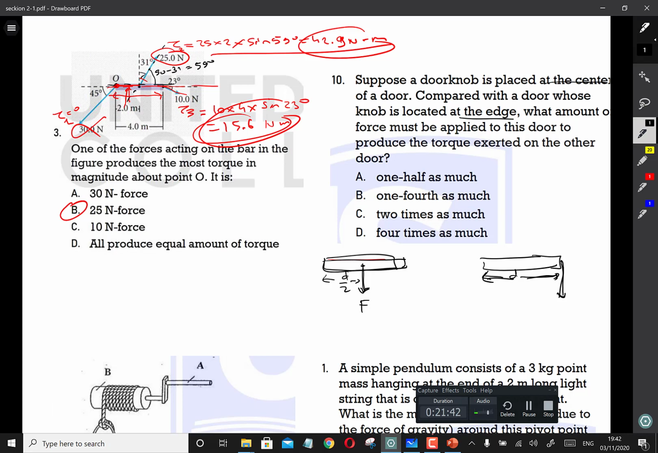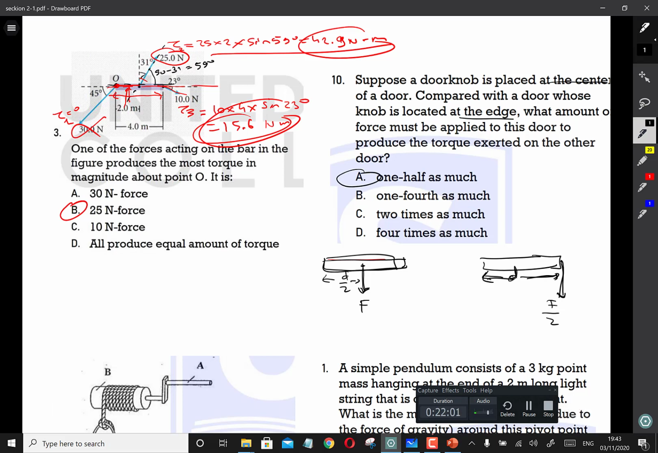So distance increased by 2, from d over 2 to d. So force must decrease by F over 2. So in this case, you should decrease the force, and that's why the force will be 1/2 as much. So it's going to be 1/2 as much.